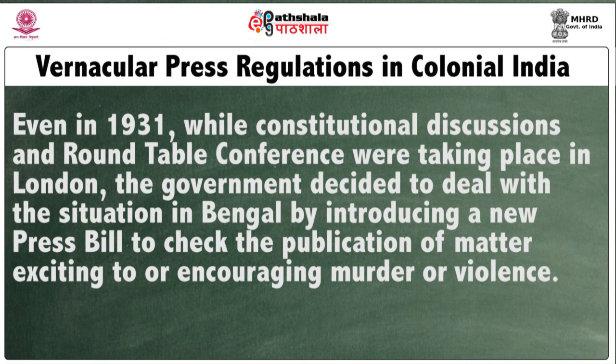Even in 1931, while constitutional discussions and roundtable conferences were taking place in London, the government decided to deal with the situation in Bengal by introducing a new press bill to check the publication of matter exciting to or encouraging murder or violence. The Indian Press Emergency Powers Act 1931 was the result of this, which tried to keep a check on the great vernacular press in India.